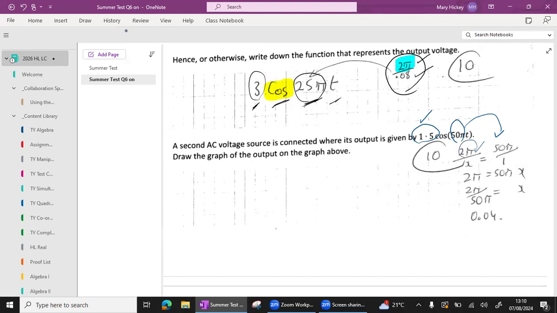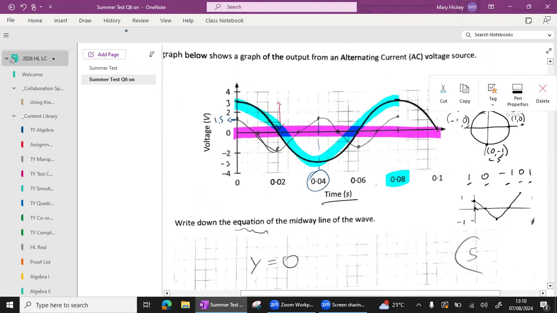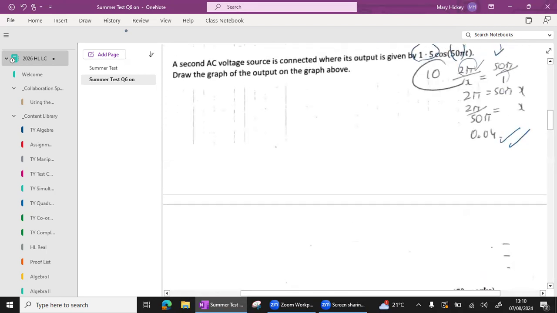So I multiplied this by the 1 and x by the 50 pi, got x on its own. And that is where I got the 0.04. Just to clarify, I obviously had this drawn already in the solutions, but I didn't know that. What I'm trying to say is I drew the graph last. So I marked off the amplitude first. I knew the shape was going to be the same, but I did need to find out what the new period was going to be. And I did that by the calculation here.